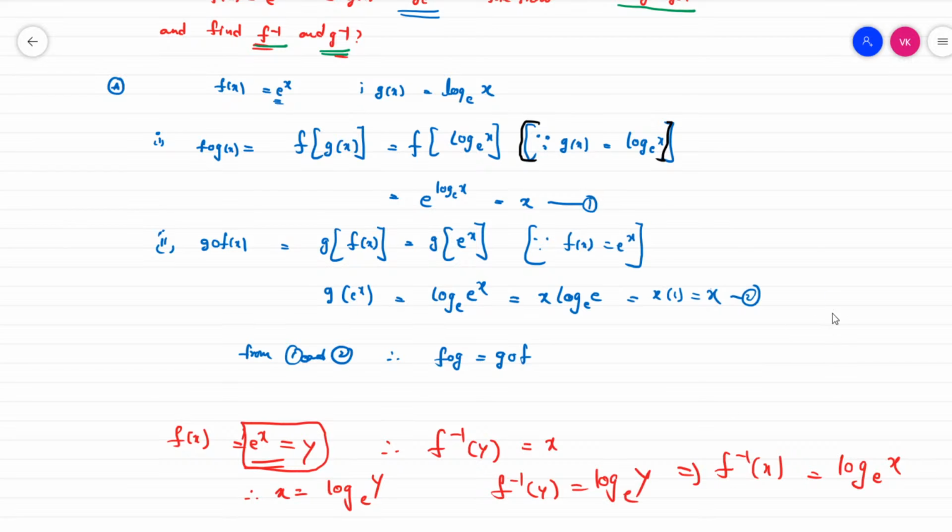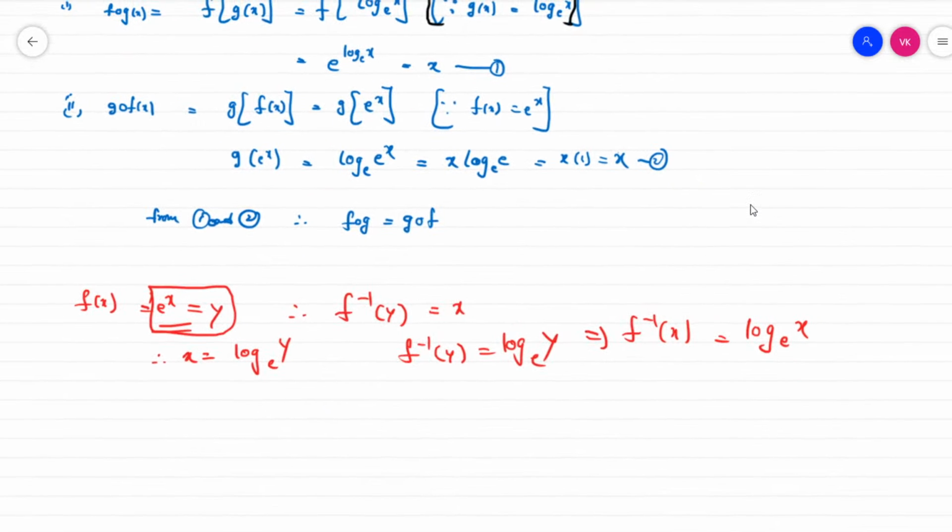That is the answer. There is nothing to confuse here. We write f of x is equal to y, then f inverse of y is equal to x, and then we have to find the x value. The x value means log y base e. This is for the third one. And let's go for g of x. In the question, g of x is given as log base e of x.